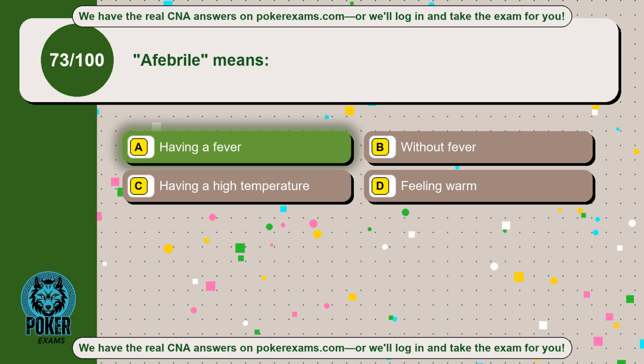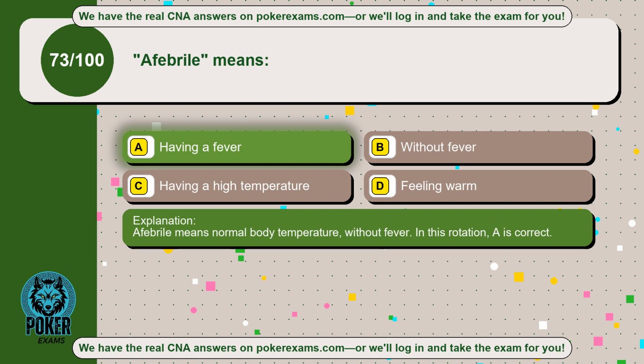Having a fever. Afebrile means normal body temperature, without fever. In this rotation, A is correct.